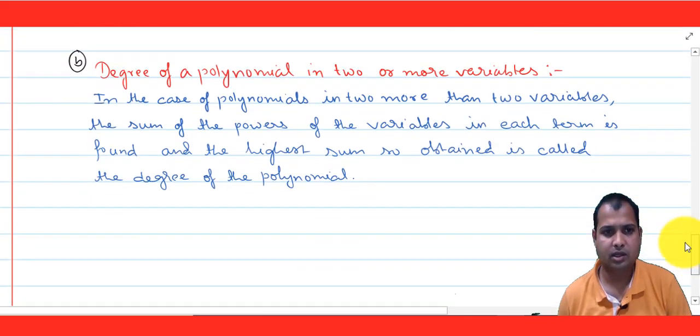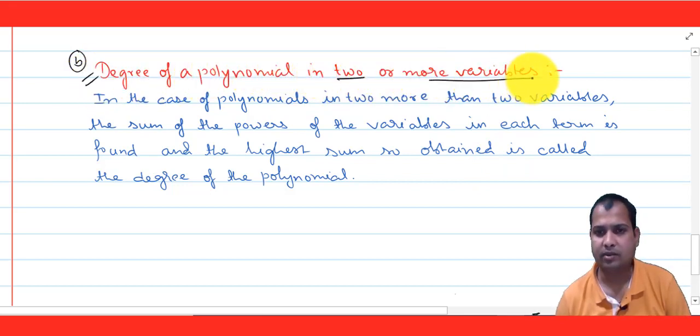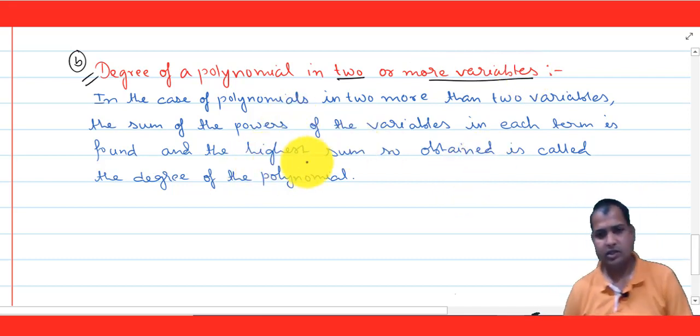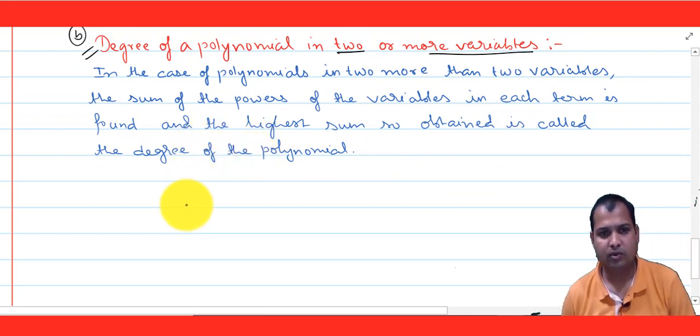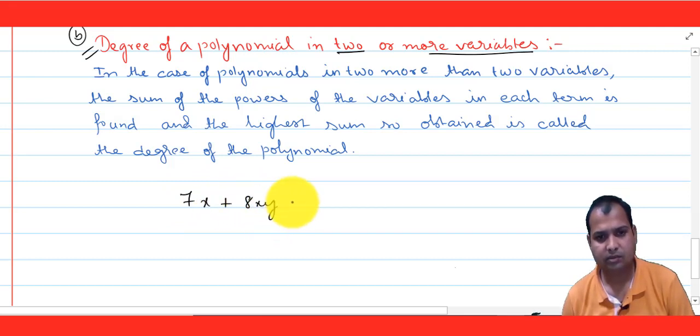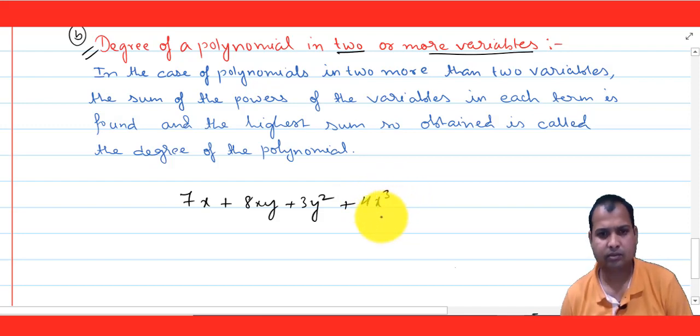Now let us see the degree of a polynomial in two or more variables. Firstly, try to understand what we mean by a polynomial in two or more variables. So if I have something like this, here if you see, it's a polynomial, and it contains two variables, that's why this is a polynomial in two variables. Now how to find the degree of this polynomial?